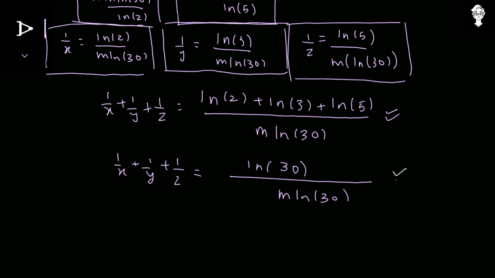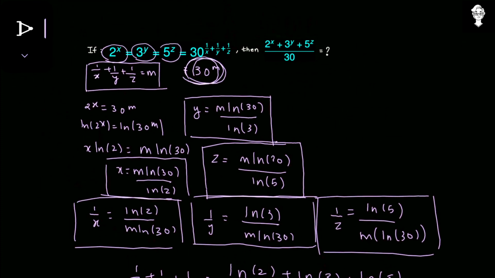So now we have this particular equation, and it is very clear that natural log of 30 is not equals to 0, so we can easily cancel this and this. So now what we have is that 1 upon x plus 1 upon y plus 1 upon z is equals to 1 upon m. Now remember that in the beginning we have considered that 1 upon x plus 1 upon y plus 1 upon z as equals to m. Look over here, we have considered that this thing is going to be equals to m.